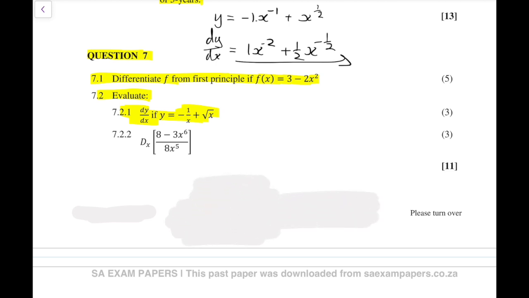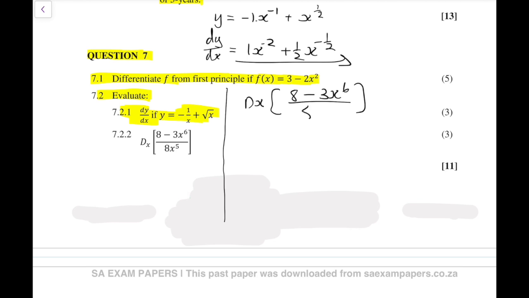So 7.2.2. I see what they're up to here. Let me explain what's going on. So dx of (8 minus 3x to the 6) all over 8x to the 5. Now, you have a single denominator, which means you can put it over this term and then over that term individually. So that's where we're going to start.